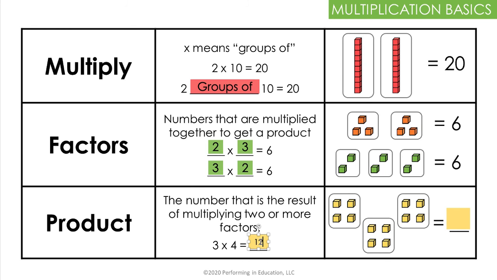3 times 4 is 12. 3 groups of 4 is 12. And in the yellow box, we're going to put 12 over here by the blocks and over here by the number sentence or the equation.